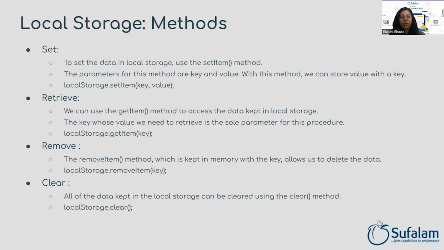As you can see, we have passed our key name and we can get the value for it in a response. Third one, remove. The removeItem method, which is kept in memory with the key, allows us to delete the data, which means you can pass the key which you want to remove or delete in an argument. Fourth one is the clear method, which means it will clear all of your local storage stored in the user's browser.